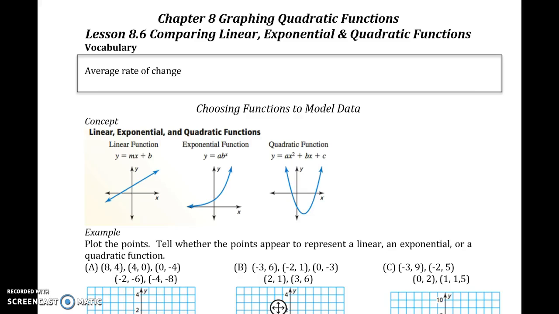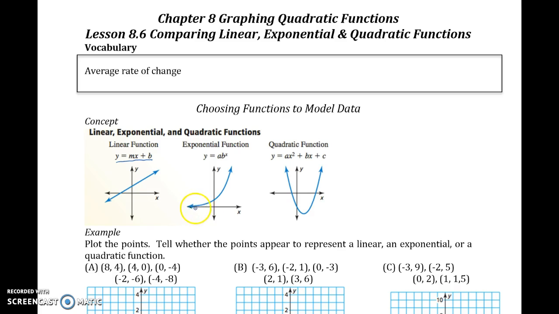In this last lesson of the chapter, we're going to be looking at comparing linear, exponential, and quadratic functions. So just to remind you, a linear function is y equals mx plus b, when we have a straight slanted line going up or down from left to right. Our exponential function is when we have x in the exponent.